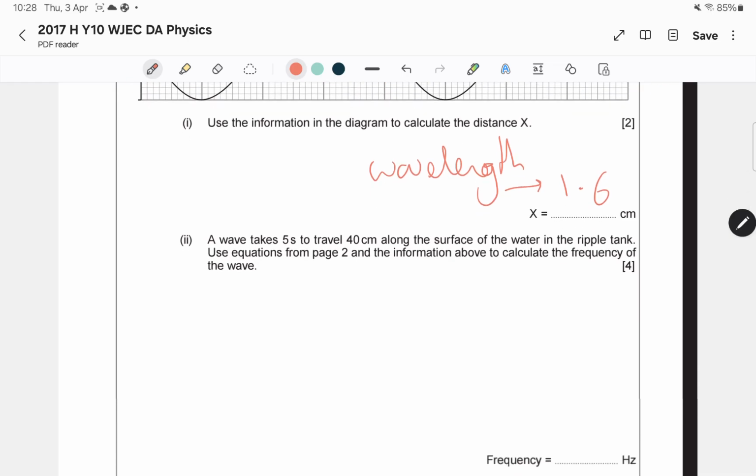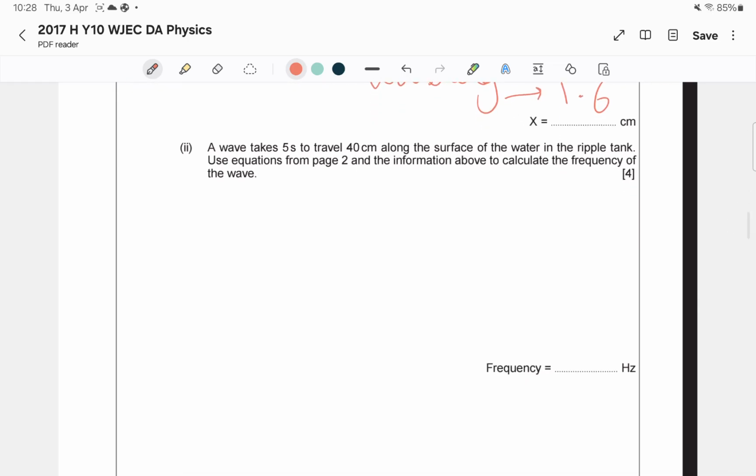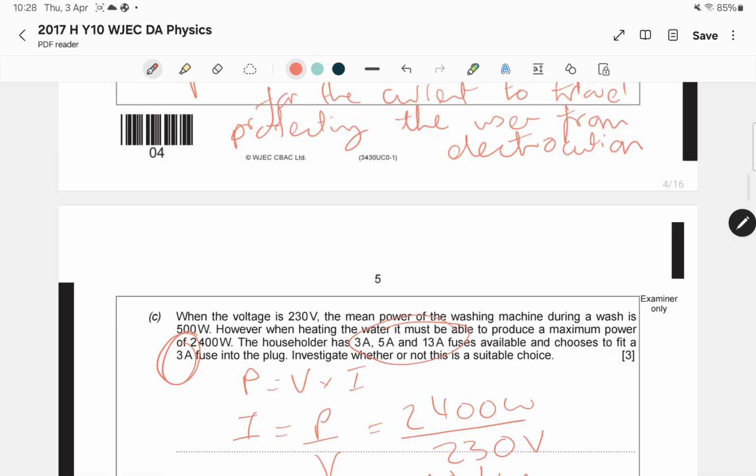A wave takes 5 seconds to travel 40 centimeters. Use an equation from page 2 to calculate the frequency of the wave. And it's for 4 marks. So this is telling me I'm going to need to use 2 equations to do this. Now the first equation I'm going to do to find frequency is, well, let me show you which one it is.